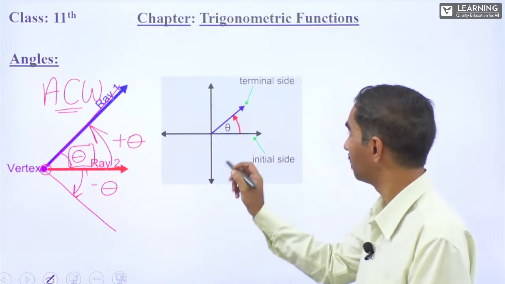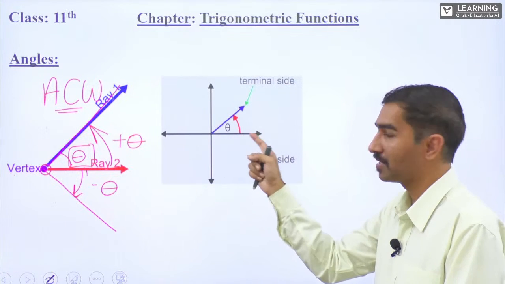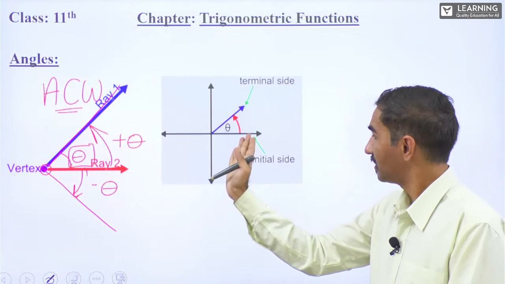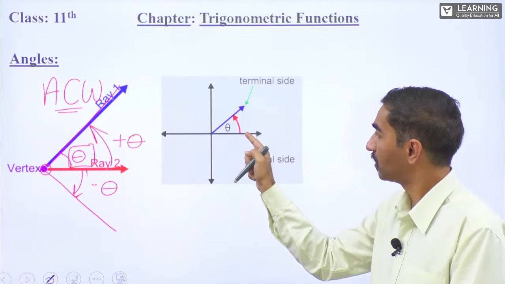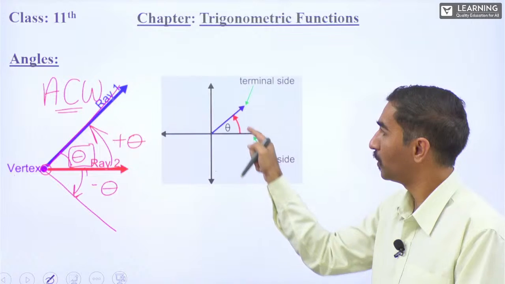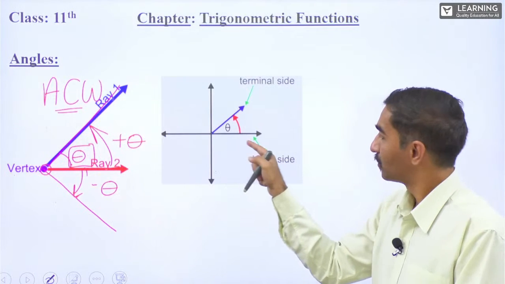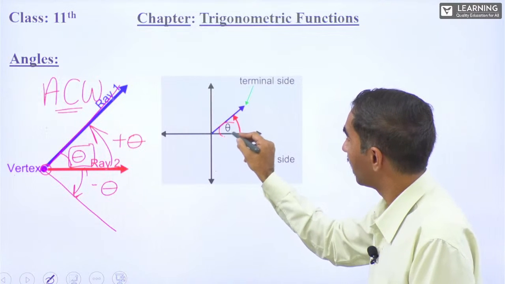The same thing I have written here. So this is the initial side. So the horizontal line, this is called as the initial side. And this line has shifted up in anti-clockwise direction, correct? From 3 to 12 it is going. 3, 12, 9 and 6. It is going in anti-clockwise direction. So this is what? Initial side. This is called as terminal side. Here the angle is measured what?